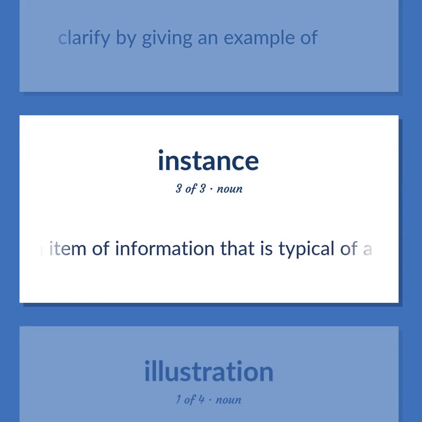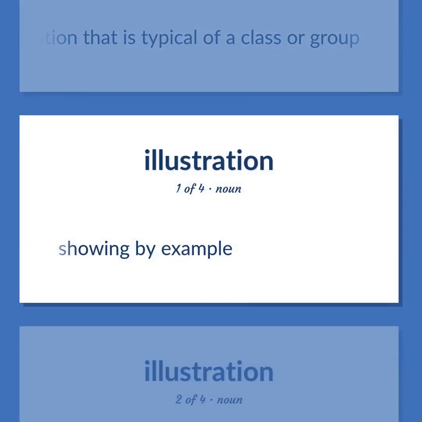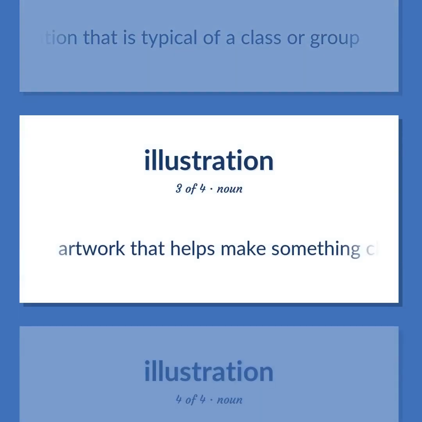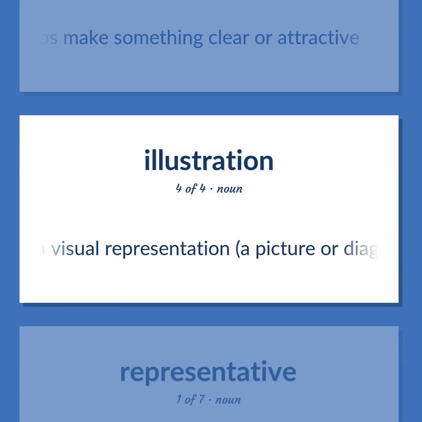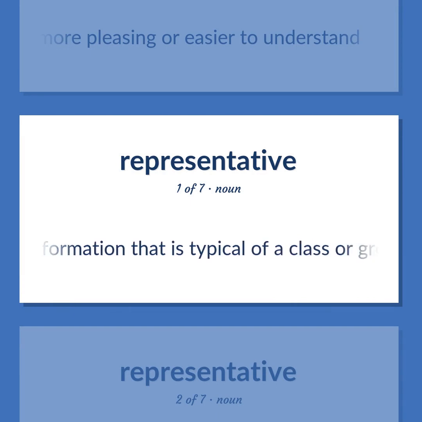An item of information that is typical of a class or group. Showing by example. An item of information that is typical of a class or group. Artwork that helps make something clear or attractive. A visual representation, a picture or diagram, that is used to make some subject more pleasing or easier to understand. An item of information that is typical of a class or group.